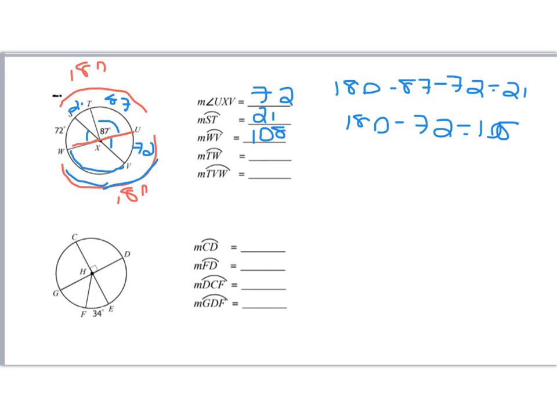Okay, TW. TW, that's this angle right here. So I just need to go 72 plus 21, which would be 93, right? We're just adding those two together. That would be the angle addition postulate.